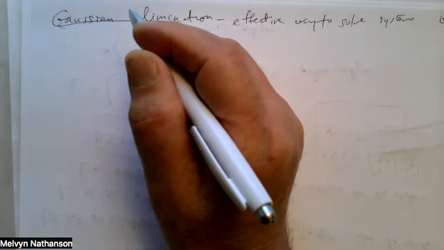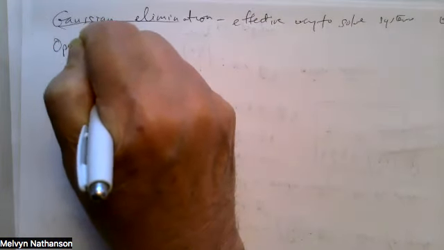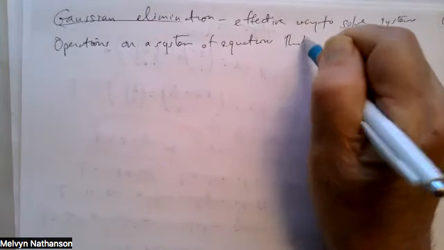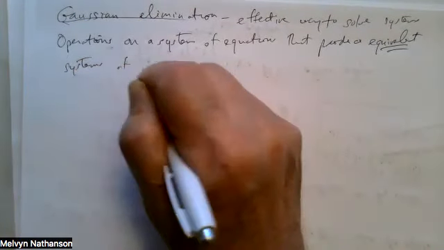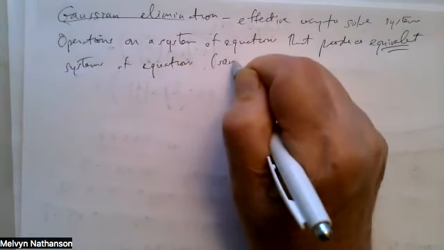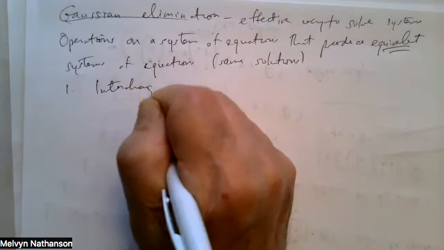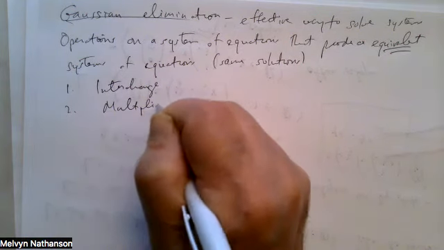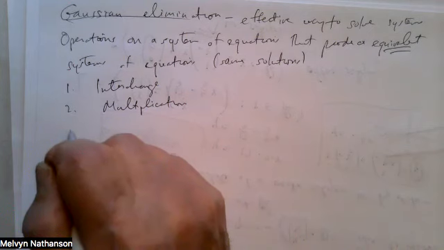And it's important always to remember what those three operations are. Operations on a system of equations that produce equivalent systems of equations, which means these two systems of equations have exactly the same solutions. And the first operation is very simple. You can interchange two equations. Just replace the first with the second, for example, and the second with the first. You can multiply. That means if you have one equation and you multiply it by a non-zero number, you get a new equation, but it has exactly the same solutions as the original one.